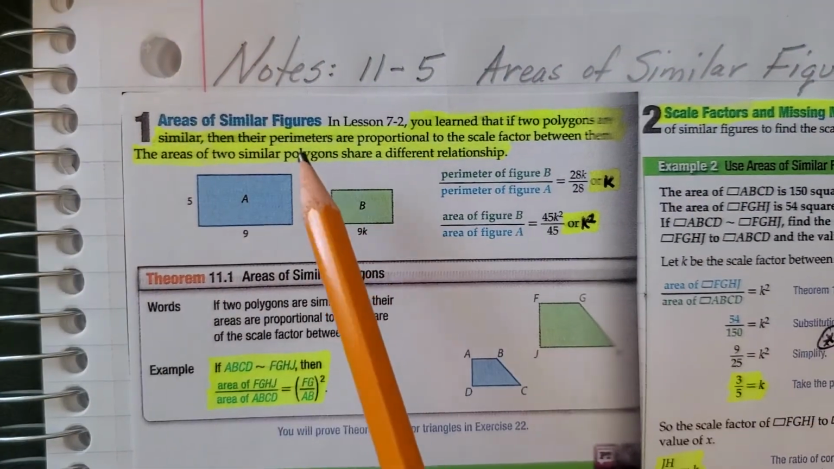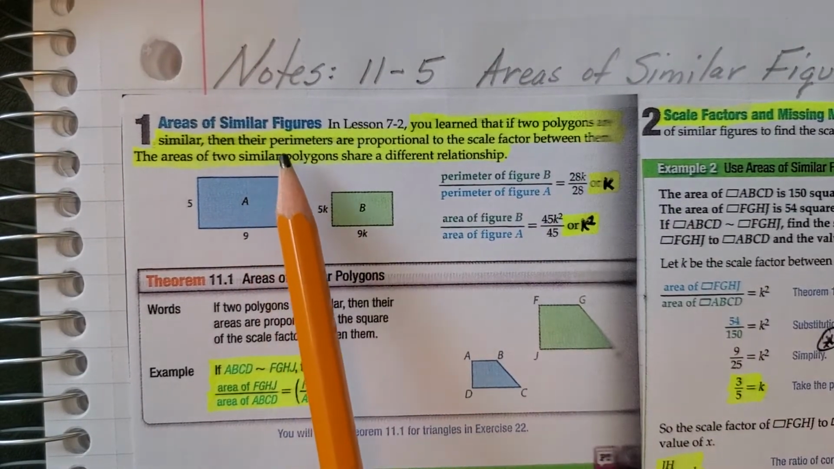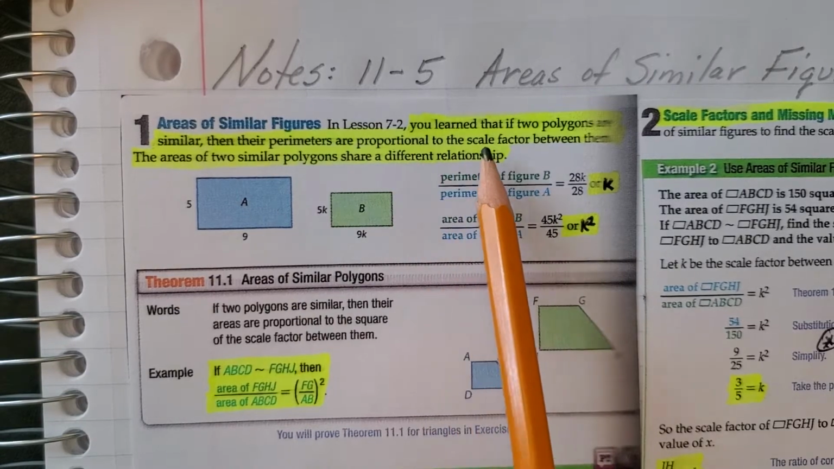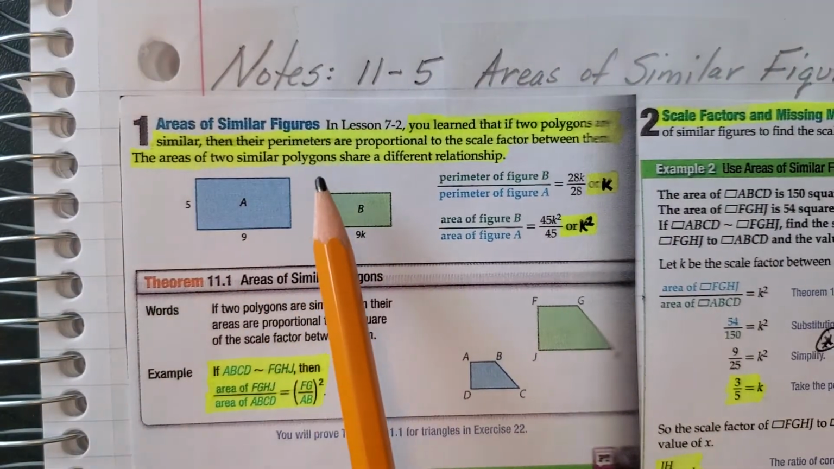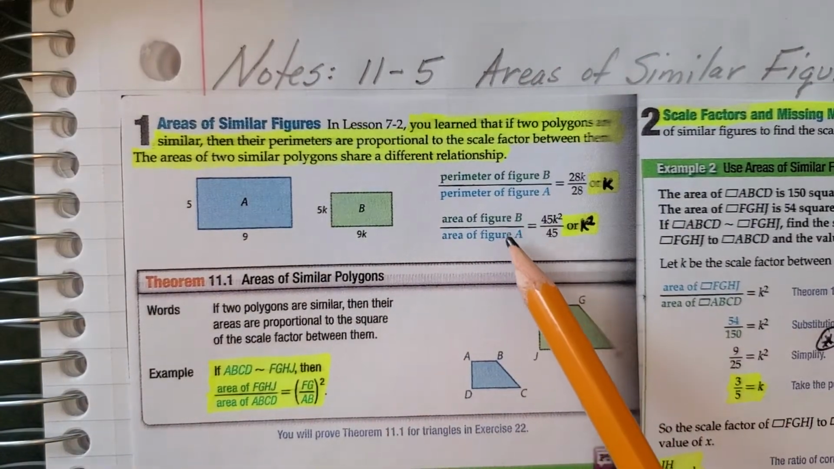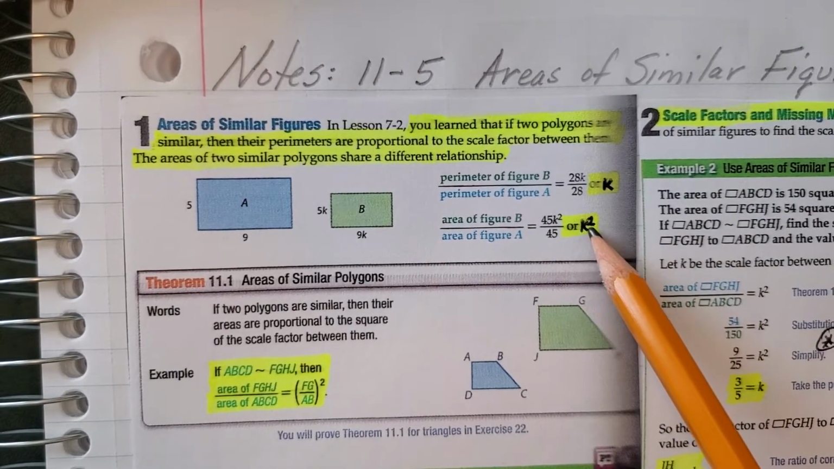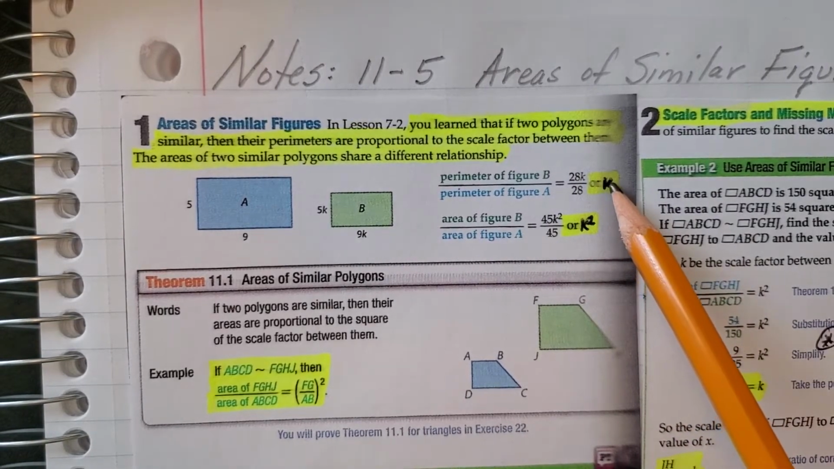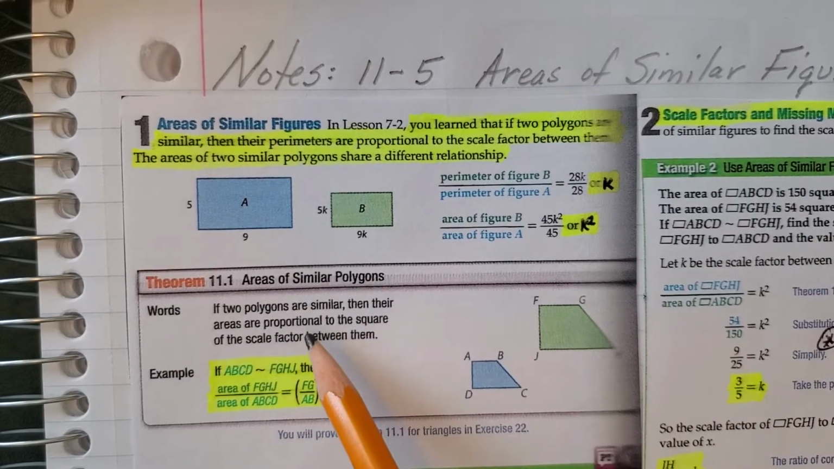You remember that if two polygons are similar, then their perimeters are proportional to the scale factor between them. The areas of two similar polygons share a different relationship. The areas share a relationship in which they are k squared, or the scale factor squared, instead of just k. So if two polygons are similar, then their areas are proportional to the square of the scale factor between them.